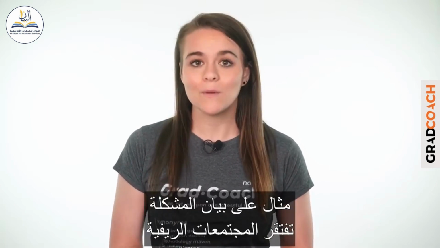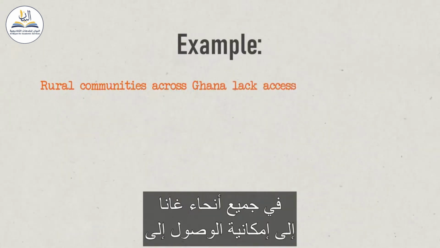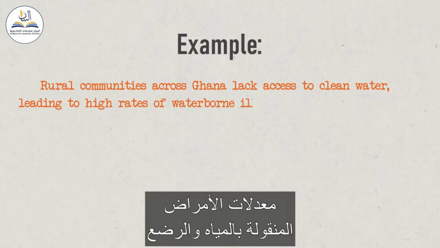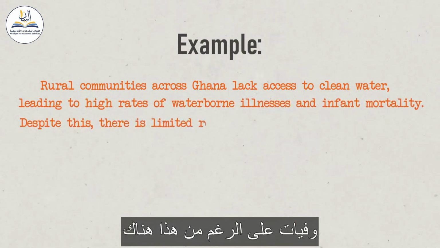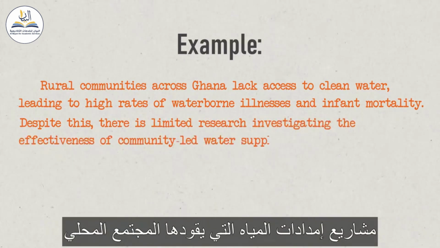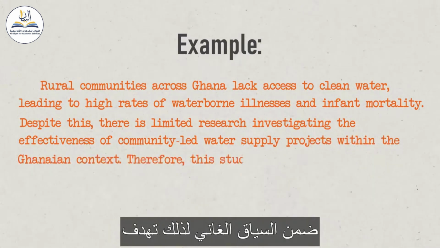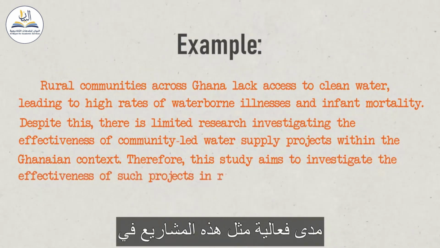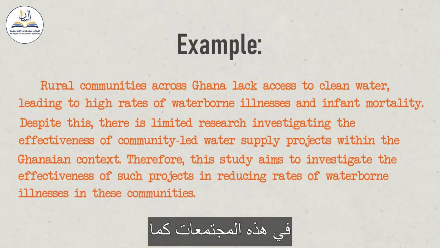Let's look at an example of a problem statement. Rural communities across Ghana lack access to clean water, leading to high rates of waterborne illnesses and infant mortality. Despite this, there is limited research investigating the effectiveness of community-led water supply projects within the Ghanaian context. Therefore, this study aims to investigate the effectiveness of such projects in reducing rates of waterborne illnesses in these communities.